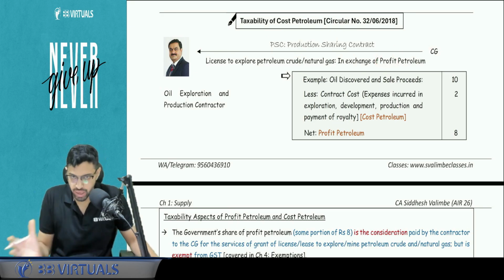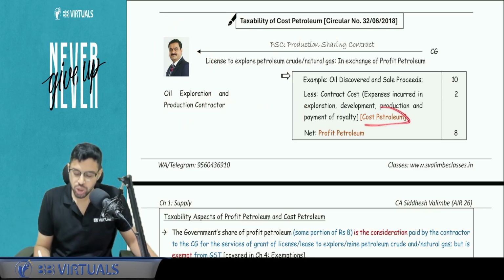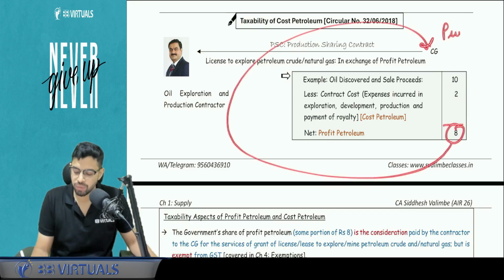Let's say oil was struck, the oil was discovered, and the sale proceeds were rupees 10. Out of 10, first of all, the contract cost will be reduced. So whatever expenses Adani incurred will be reduced. It is known as cost petroleum. So 2 rupees cost is reduced, and out of the remaining rupees 8, some amount will go to the government, which is known as profit petroleum.